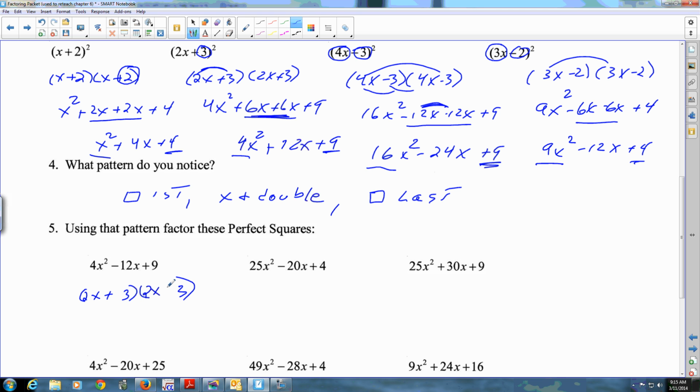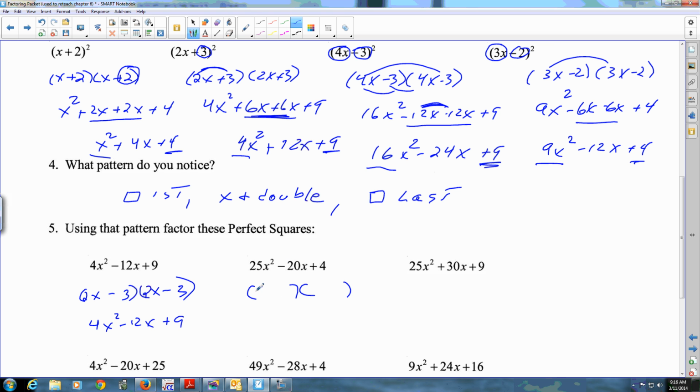And then take the sign of the middle. That's a minus, so I'm going to put minus. And I'm going to show you that it worked. Square the first thing, multiply together, and double it. So minus 6x times 2 is minus 12x. Square the last thing. There it is.